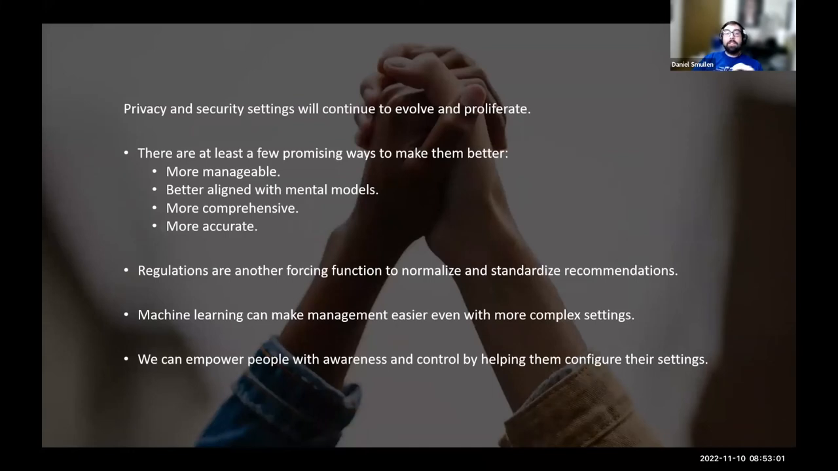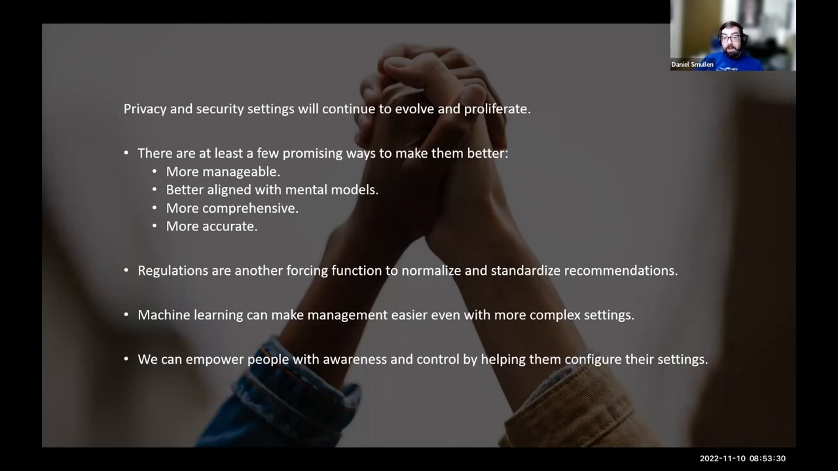So let's just recap, and then we'll open it up to Q&A. Essentially, I talked about those four buckets of problems that people and companies face out there. The reality is that privacy and security settings are going to continue to evolve, but they're also going to continue to proliferate. We really do need more settings. The ones that we have right now just aren't good enough, but it's not going to be enough to just offer more of them. There are a few ways we can make them better, not just more plentiful.